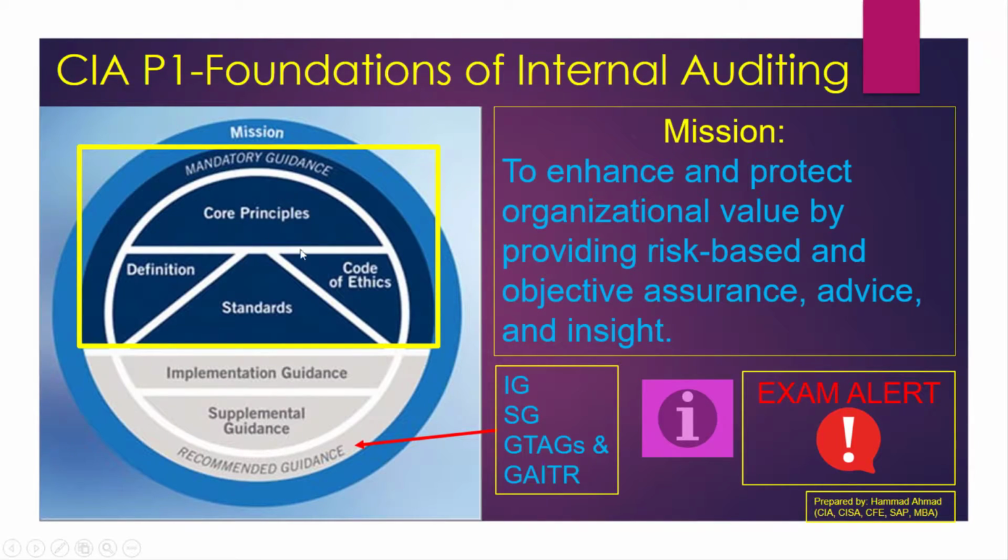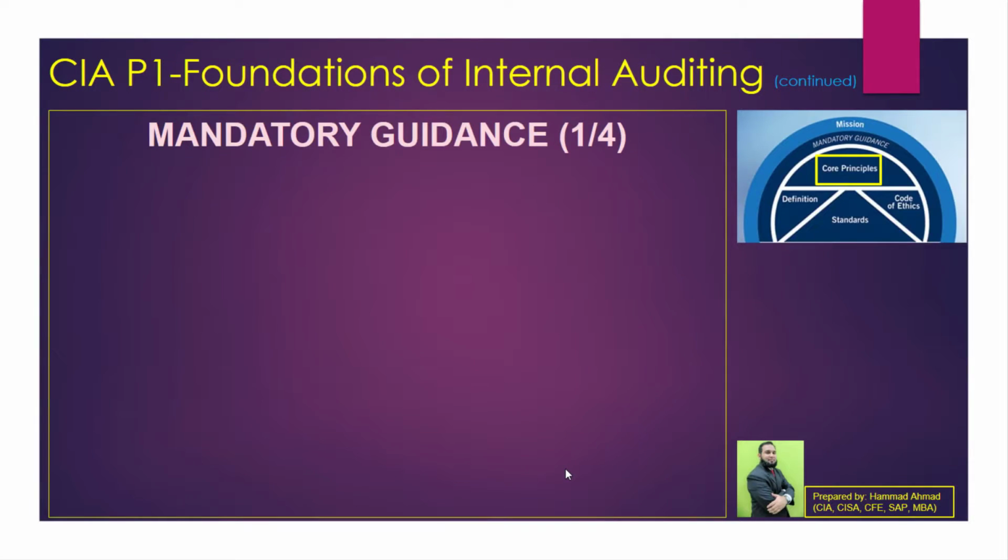So you have to be careful that there are these 4 elements: core principles, definition, standards and code of ethics, which are related to mandatory guidance. If he puts anything else, for example IG, implementation guidelines, or supplementary guidelines, or GTAGs or GAIT, in this, that would be the wrong answer. You have to remember that there are 4 elements in mandatory guidance and these 2 are in the recommended guidance. All of you are with me, right? Okay, so one by one we will talk about these elements of the mandatory guidance.